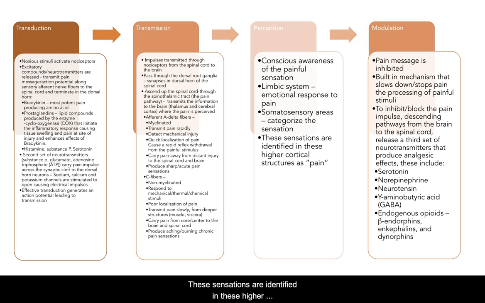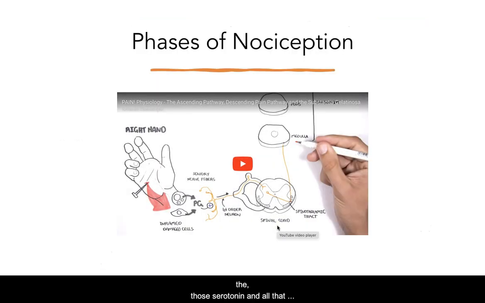These sensations are identified in these higher cortical structures as pain, and then this pain message is inhibited, right? The built-in mechanism slows down and stops the pain processing and the painful stimuli, and it inhibits this sensation. These include serotonin, norepinephrine, neurotensin, GABA, and endogenous opioids like beta endorphins. All of these reduce the pain signal or get rid of it. So once the serotonin and all that gets released, then your body starts to get analgesia.